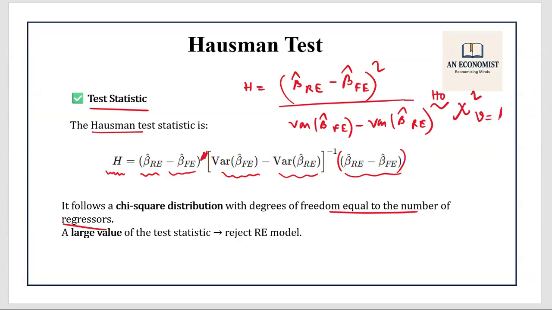Then you specify a level of significance, and then we will conduct this particular test. The larger the value of the test statistic, the more we will reject the H naught. So we know that this is the chi-square distribution.